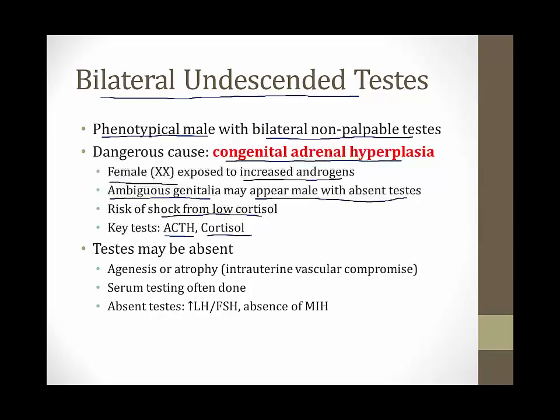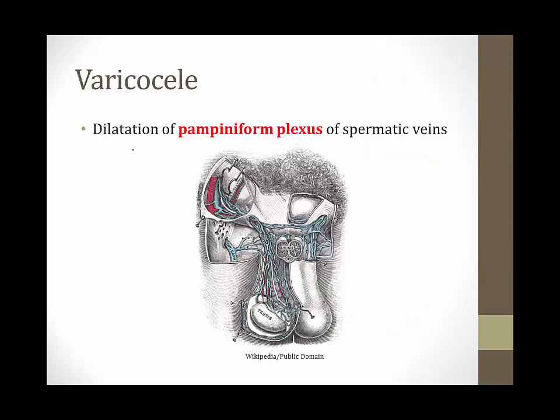Another potential cause of bilateral undescended testes is that the testes may be absent altogether. This can occur if they don't develop normally or if they atrophy. This sometimes happens if there's intrauterine vascular compromise. To make this diagnosis, serum testing is often done. Because the testes are absent, you will see high levels of LH and FSH, and there is an absence of Müllerian inhibitory hormone.